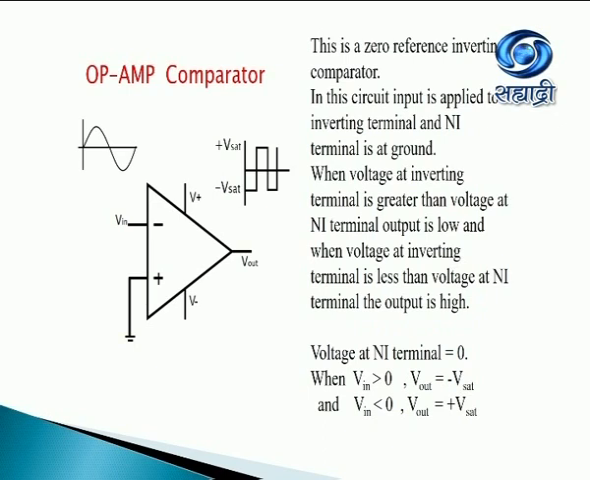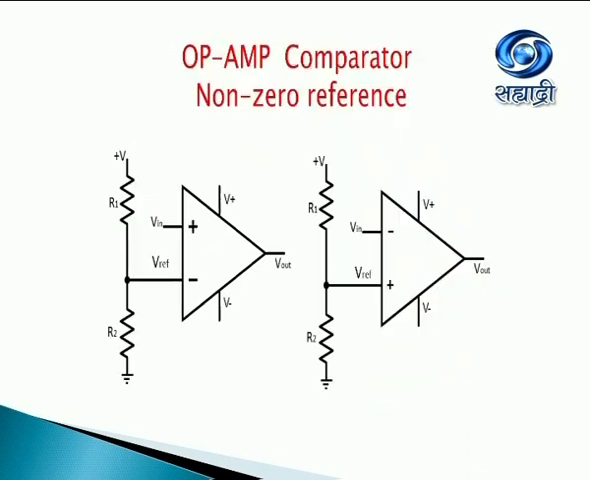In this circuit, input is applied to inverting terminal and non-inverting terminal is at ground. When the voltage at inverting terminal is greater than voltage at non-inverting terminal, output is low, and when voltage at inverting terminal is less than voltage at non-inverting terminal, output is high. Voltage at non-inverting terminal is 0. Therefore, when Vin is greater than 0, Vout is minus Vsat, and when Vin is less than 0, Vout is plus Vsat.